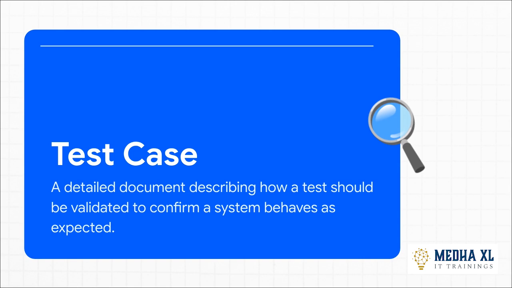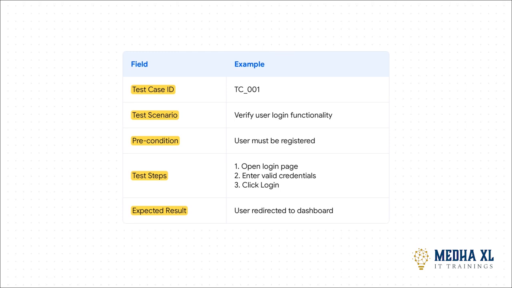Just a script. Let's look at a real-world example for a super simple login test. First, you've got the test case ID, TC_001. That just gives it a unique name so we can track it. The scenario tells us our goal, verify the login. The precondition sets the stage. Basically, you need a registered user to even start this test.